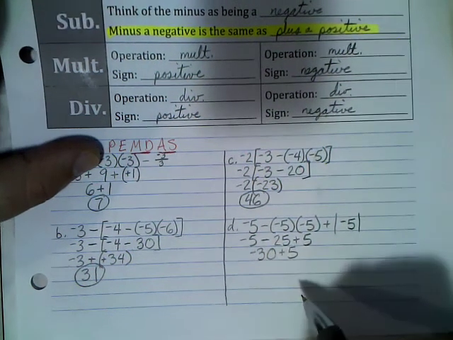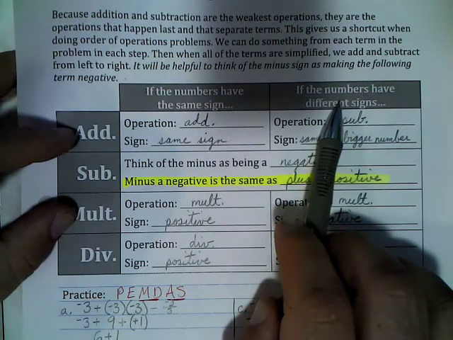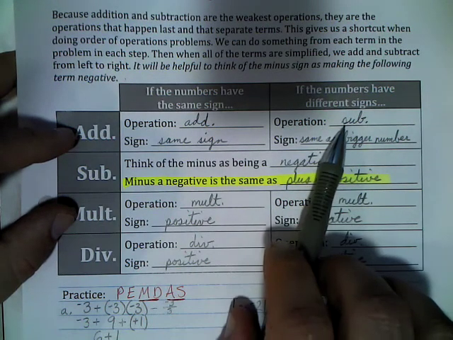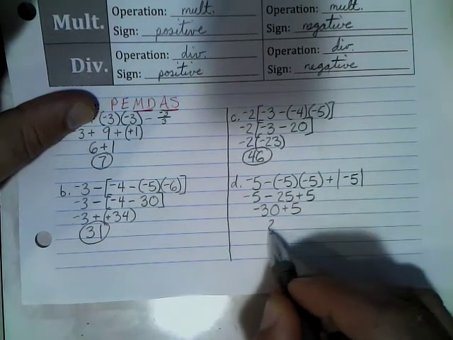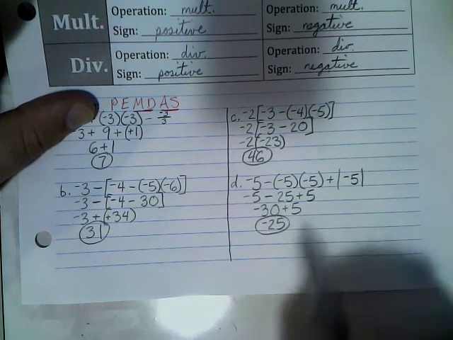And then finally, we're going to add these up. So I got a negative and a positive. Well, this is addition with different signs. So we are actually going to subtract them, and the bigger guy wins. So 30 minus 5 is 25, but the big guy was the negative. So it'll be a negative 25.